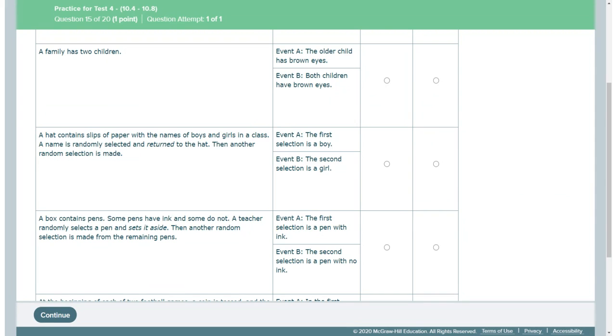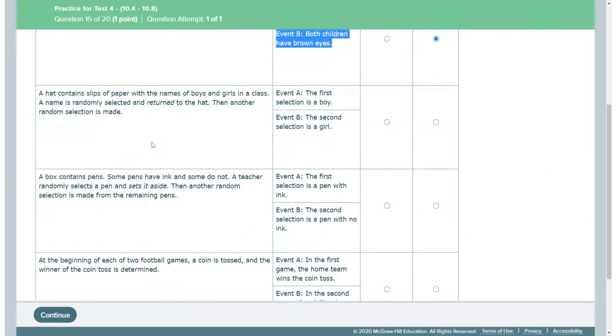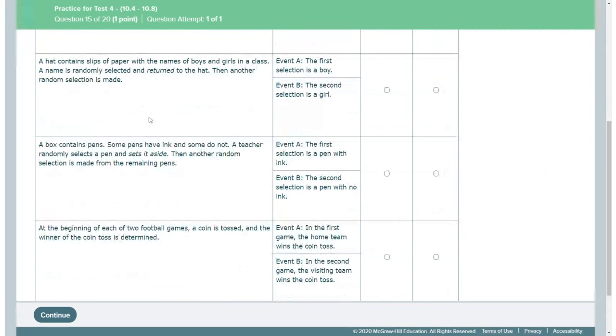Now, these things are dependent. That second one is dependent upon the fact that there's no way to have both children with brown eyes without the first one. So this is dependent. This cannot happen unless A happens. All right, so this is the one I was thinking of before. They just, like I said, had them mixed up.